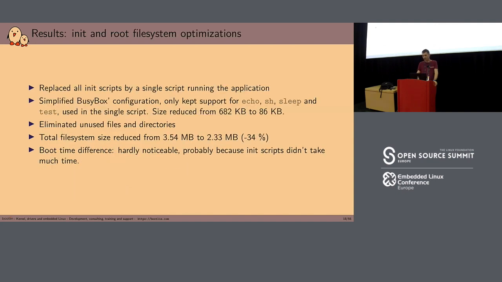What else? We also simplified the busybox configuration, which reduced the size from 600 or 700 kilobytes to 86 kilobytes, dynamically compiled against uClibc, so it's quite nice in terms of size. And at the end, the total file system size was reduced by 24%, down to 2.33 megabytes. In terms of boot time difference, it's hardly noticeable because of the on-demand loading, I guess, and also because the init scripts didn't take much time anyway.